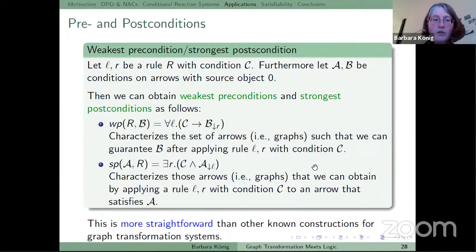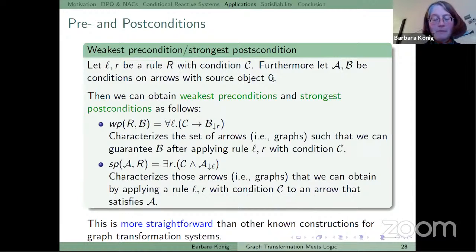Assume you have a rule, left-hand side, right-hand side, and a condition. So the rule can only be applied under some condition. And A and B are also conditions on the source, with root object 0. Now you will want to compute weakest precondition and strongest postcondition. Let's start with weakest precondition.